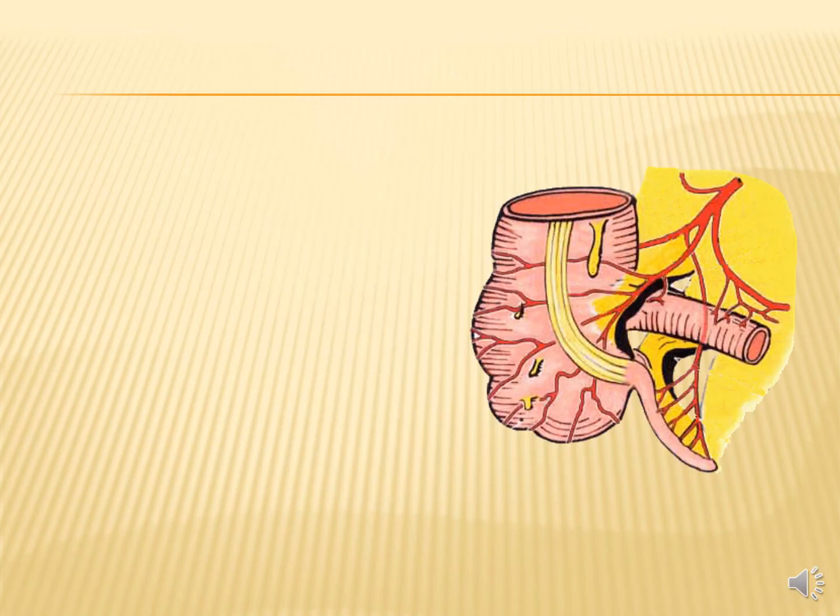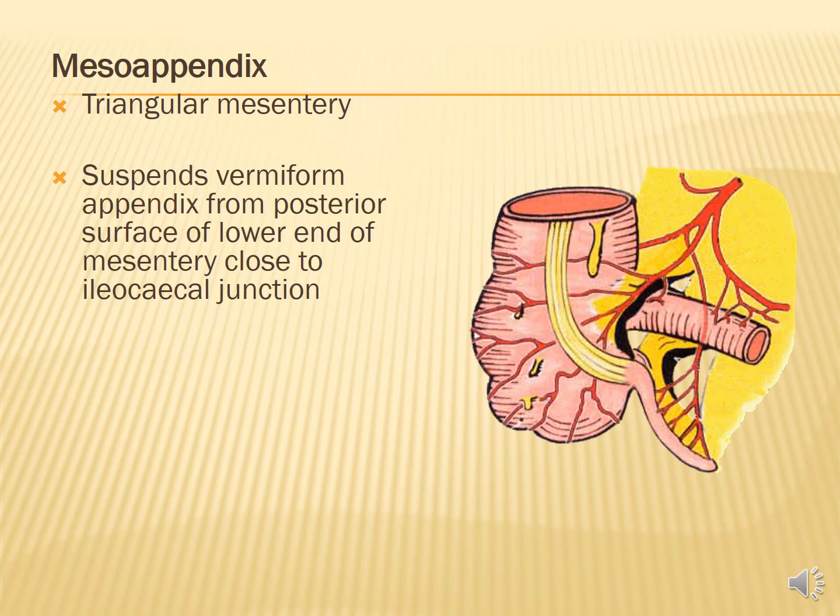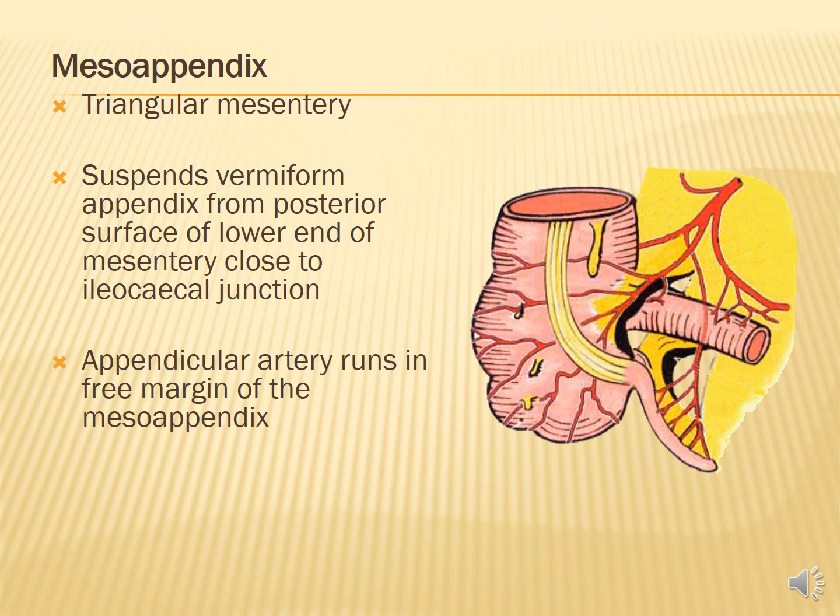So our next fold which we will discuss is the mesoappendix. As the name suggests, it is a triangular mesentery which suspends the vermiform appendix from the posterior surface of mesentery, just close to the ileocecal junction. And what does it contain? It obviously contains the vessel, appendicular artery, nerves, lymphatics, and the lymph nodes.